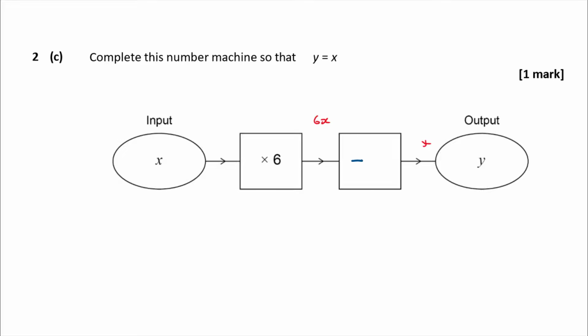I'm going to have to divide by 6 here, aren't I? So if I put divide by 6 here, I'll go back to having x again. So my output value y will be the same as my input value x.